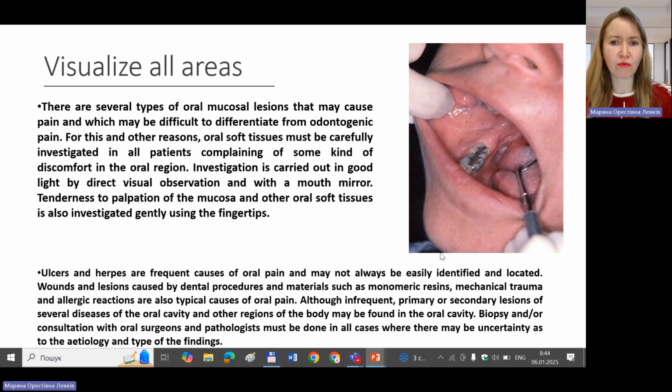There are several types of oral mucosal lesions that may cause pain and which may be difficult to differentiate from odontogenic pain. For this and other reasons, oral soft tissues must be carefully investigated in all patients complaining of some kind of discomfort in the oral region. Investigation is carried out in a good light by direct visual observation and with a mouth mirror. Tenderness to palpation of the mucosa and other oral soft tissues is also investigated gently using the fingertips.